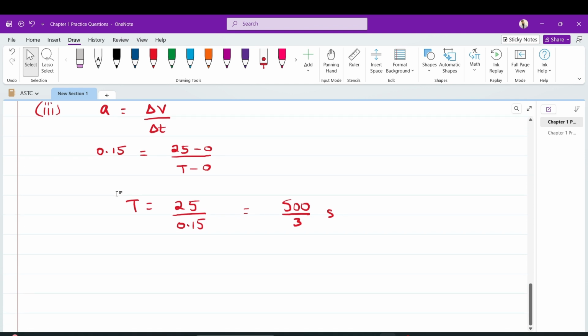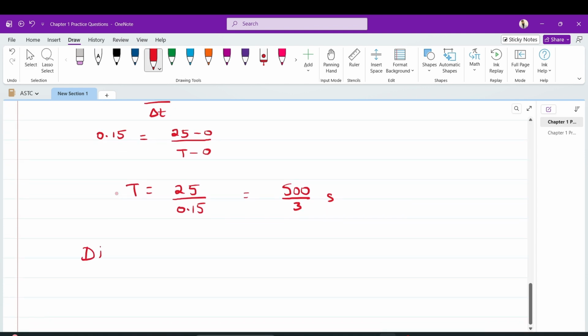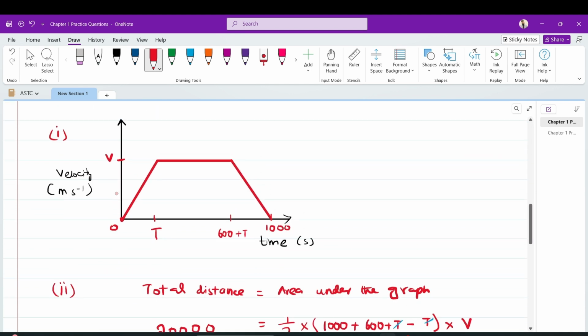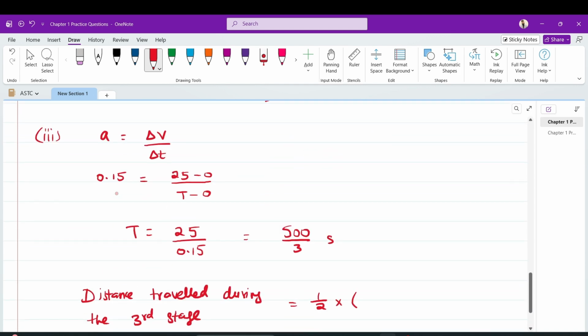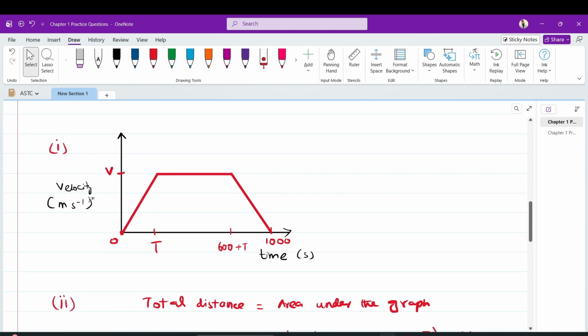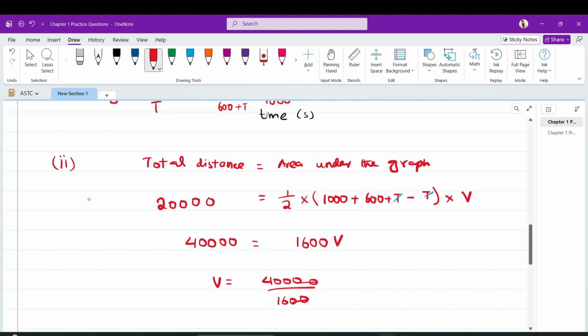Okay, now we need to find out the distance traveled. So distance traveled during the third stage is equal to half into, now our base is going to be the difference between these 2 points, right? So 1000 minus 600 minus t, and our height is going to be the value of v, which is 25.